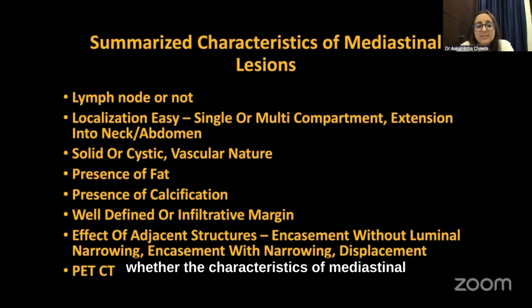So to summarize, the characteristics of mediastinal lesions: lymph node or not, localization, whether it's in a single or multiple compartment, extending into the neck, abdomen, or adjacent structures, solid or cystic lesion, or vascular in nature, presence of fat, calcification, well-defined or infiltrative margins, effect on adjacent structures, whether there is luminal narrowing, encasement with narrowing, displacement, and then PET CT.